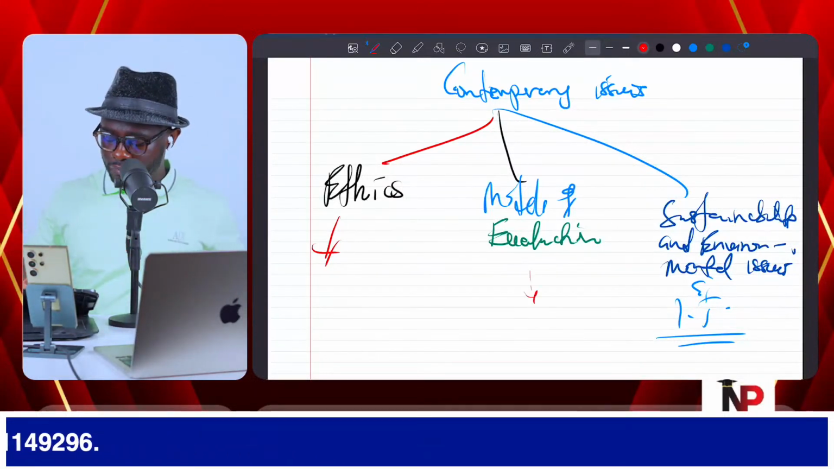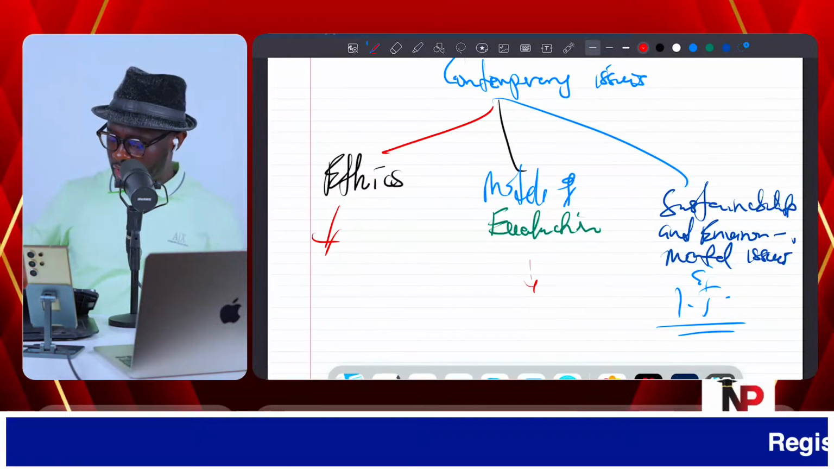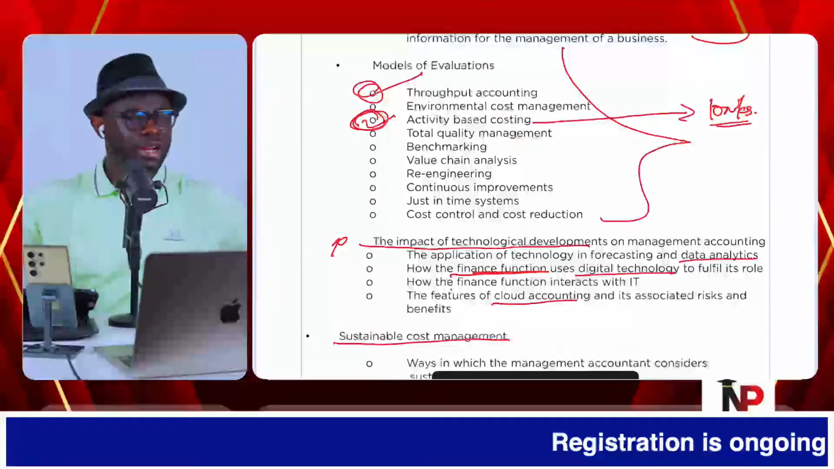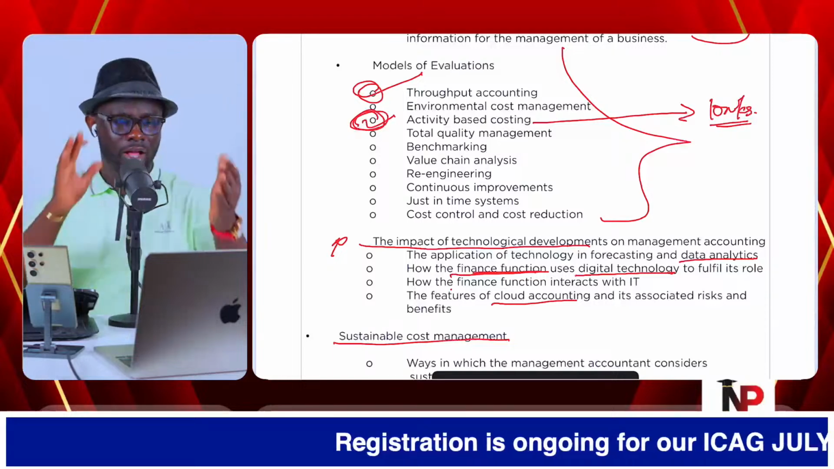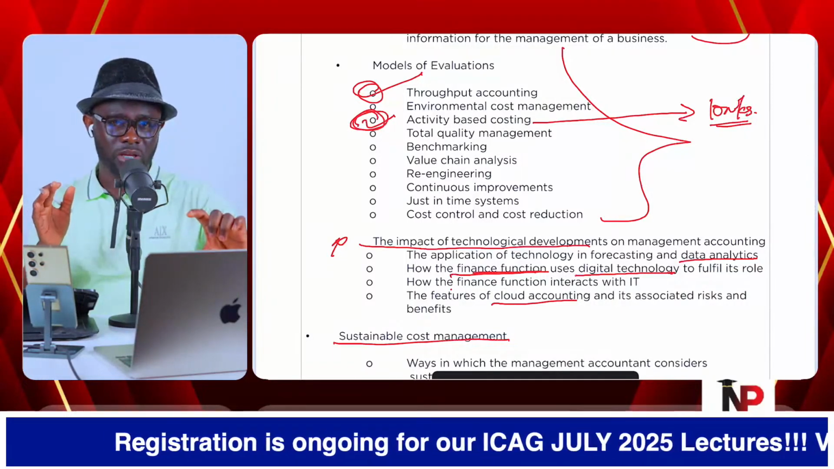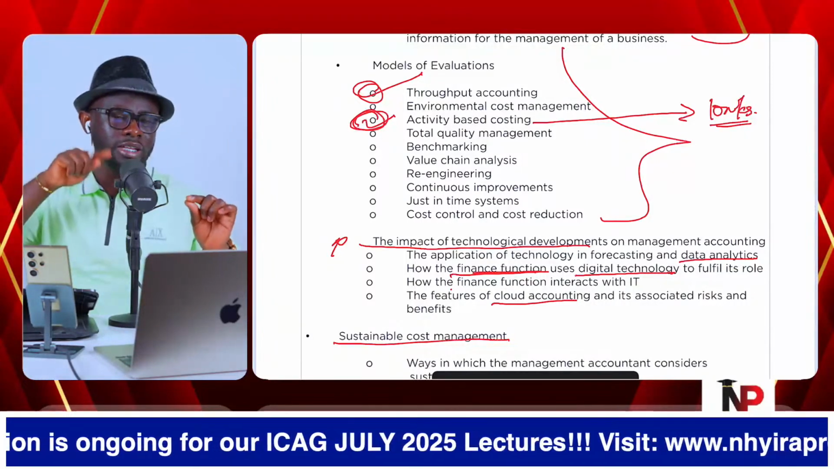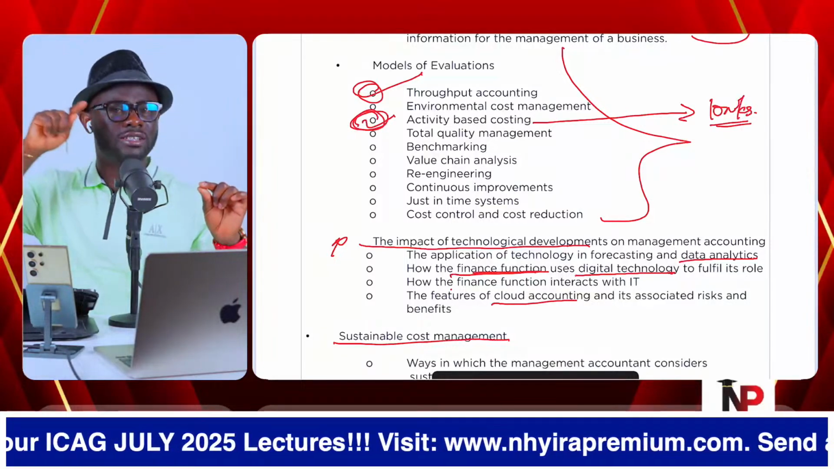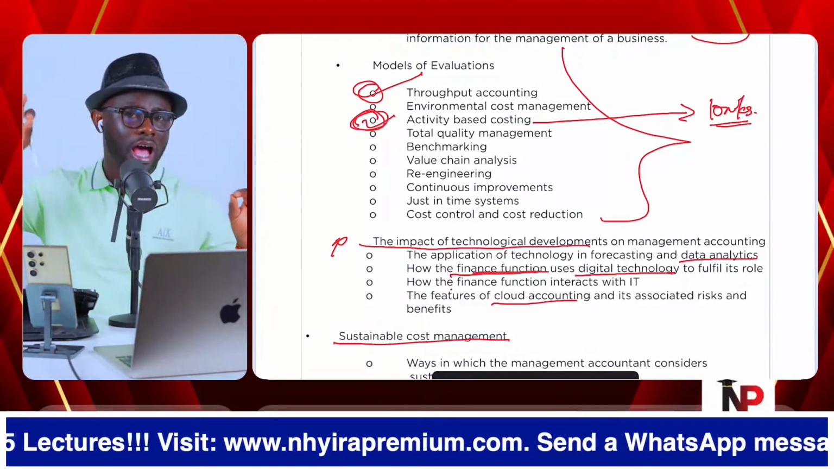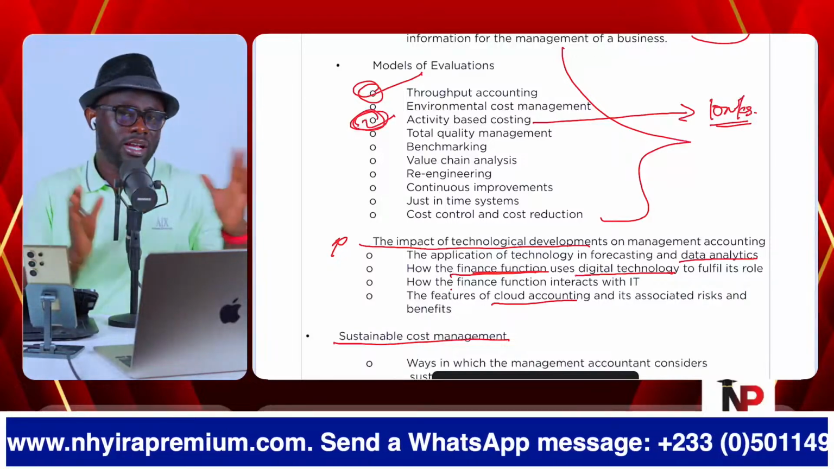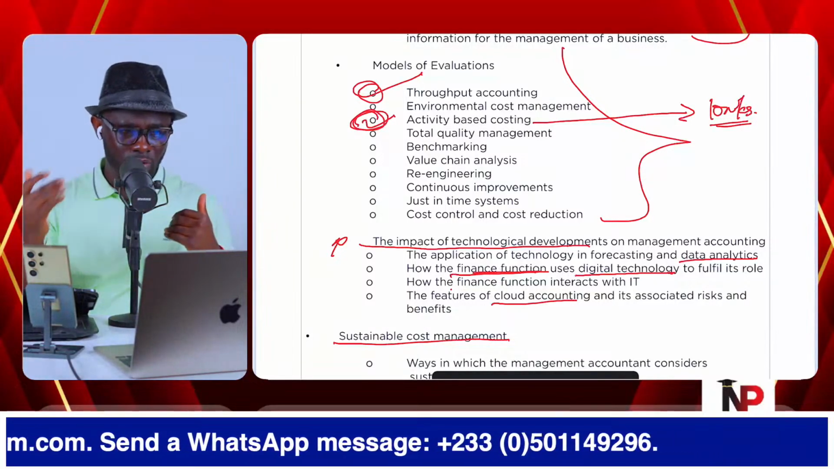Then models of evaluation. This is where there are a lot of issues that you must understand. Again, this is a written area. It's a reading area. So apart from throughput and activity-based costing, which you will do, the activity-based costing, you will look at it in the introductory area. So that's out. So throughput, that's the calculation area that you will look at with some theories there.